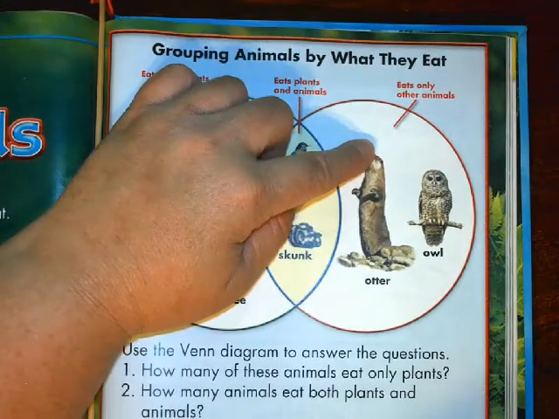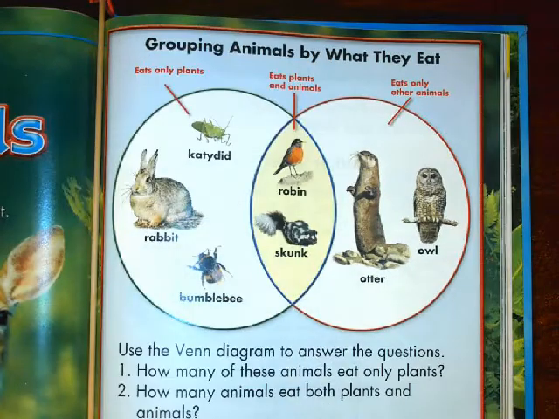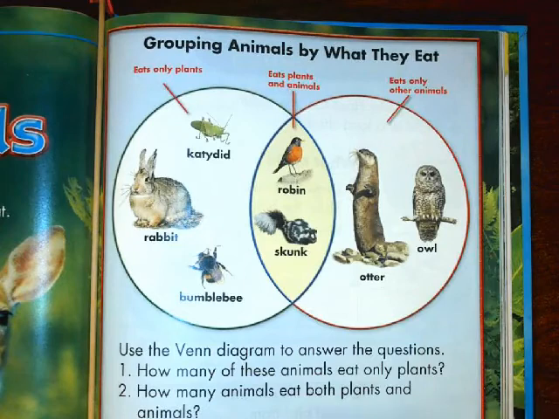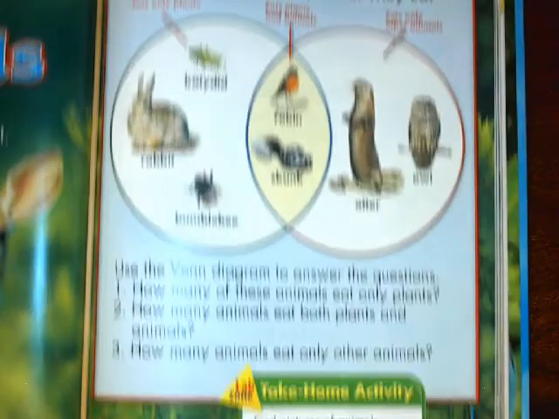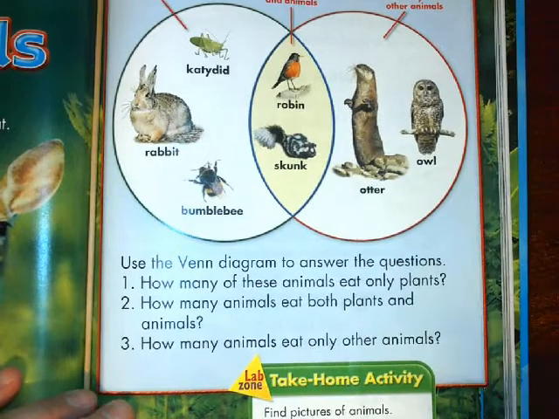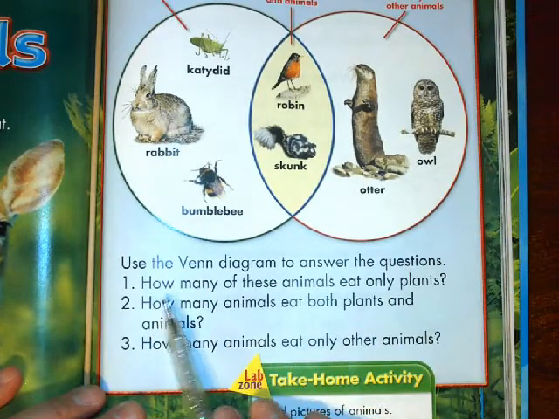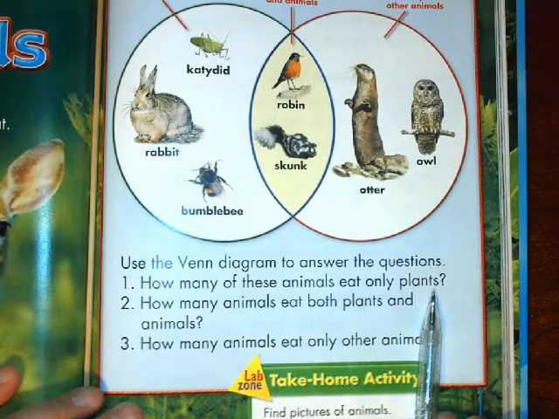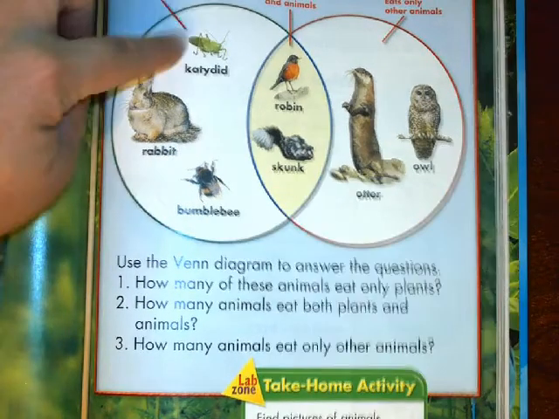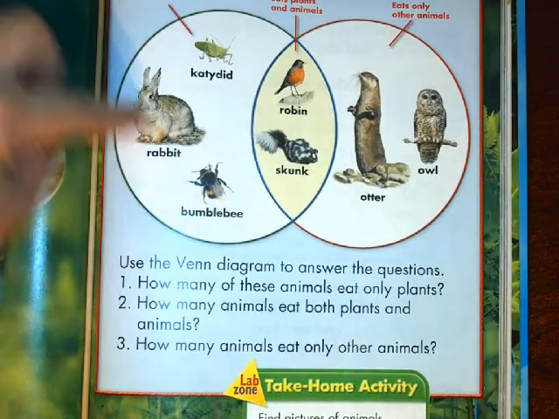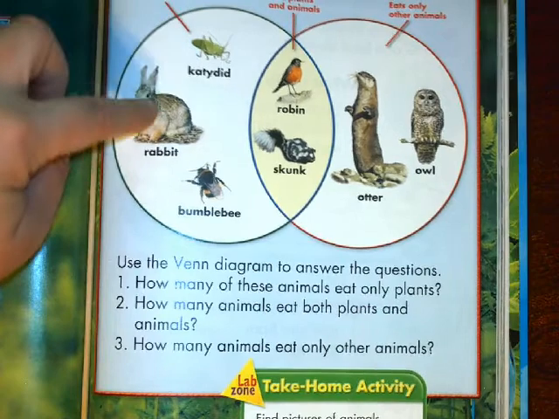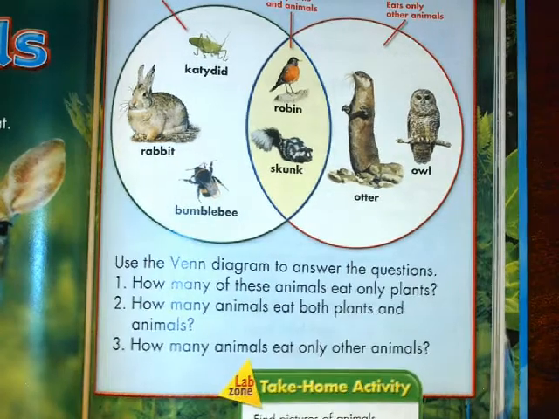Okay, on this side we have animals that are carnivores. They only eat meat. So an otter and an owl only eat meat. Okay, we're going to use the Venn diagram to answer the questions. Number 1. How many of these animals eat only plants? Okay, so on this side, how many only eat plants? It's pretty easy, right? 1, 2, 3. So 3 only eat plants.